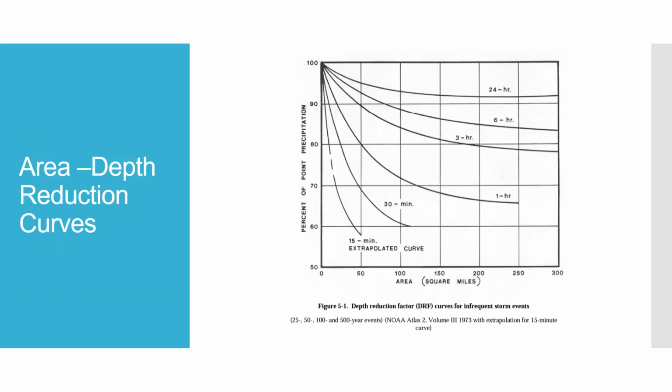I'm going to introduce this now. We'll talk about it again later, but this is a curve, and we're going to be using lots of curves for hydrologic design. It has area on the x-axis and the percent of point precipitation on the y-axis.